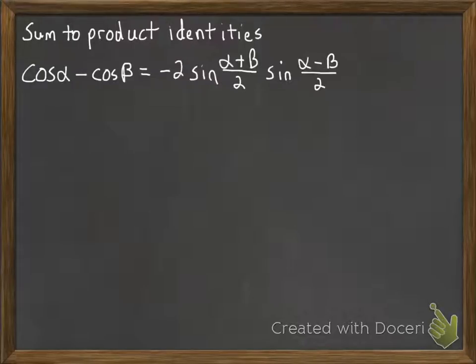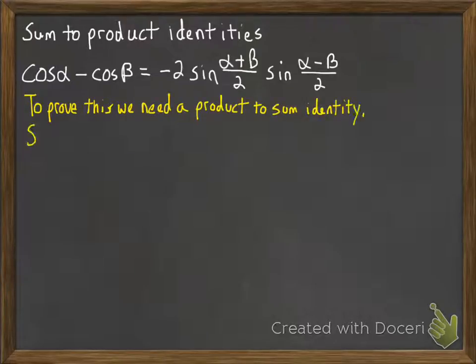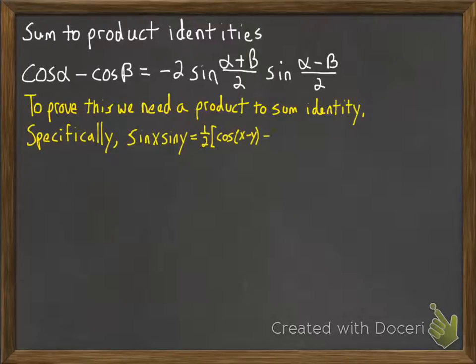The idea behind proving it is you need to use something we already have, and in this case it's a product to sum identity. More specifically, we're going to use the one that we had already proven in the previous video. I have made a small adjustment to this. Instead of using alpha and beta, which might get confusing with the alpha and beta in the formula we're trying to prove, I switched alpha and beta out for x and y. Hopefully that'll make things a little clearer.